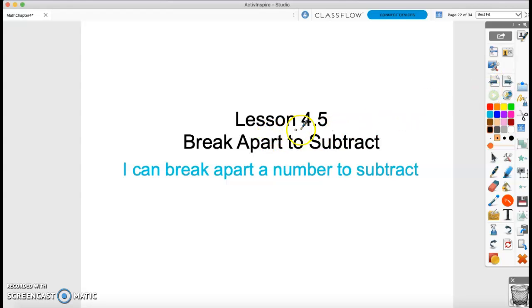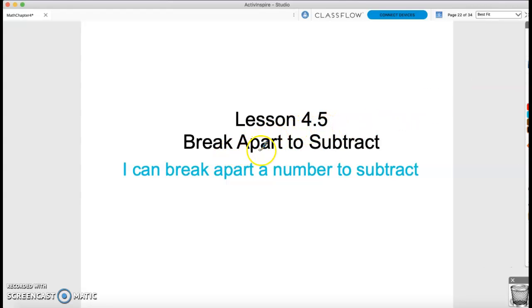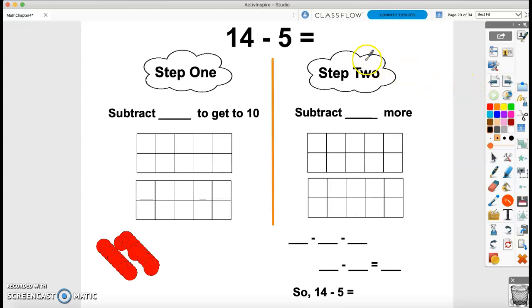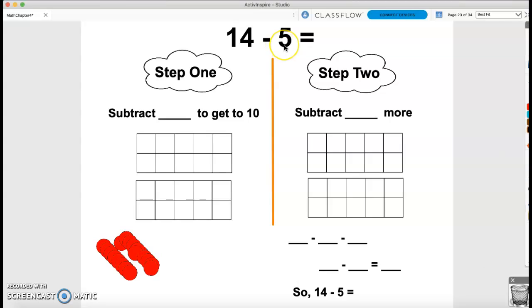This is lesson 4.5, break apart to subtract. At the end of this lesson, you should be able to say, I can break apart a number to subtract. So the problem that we're looking at is 14 minus 5.